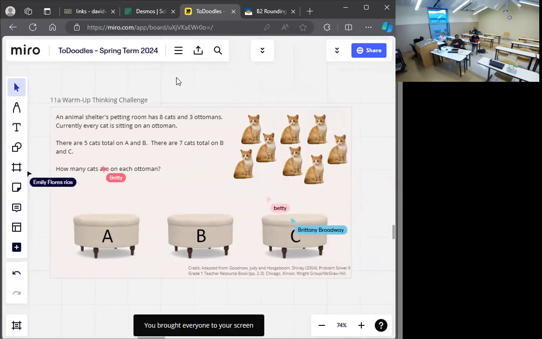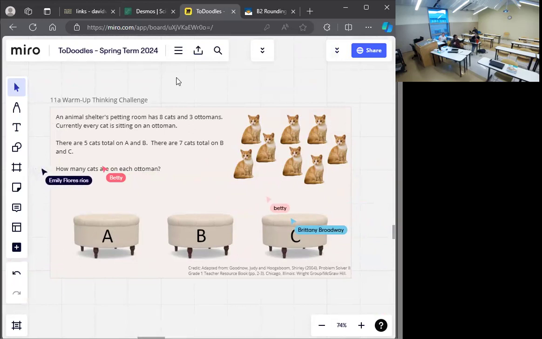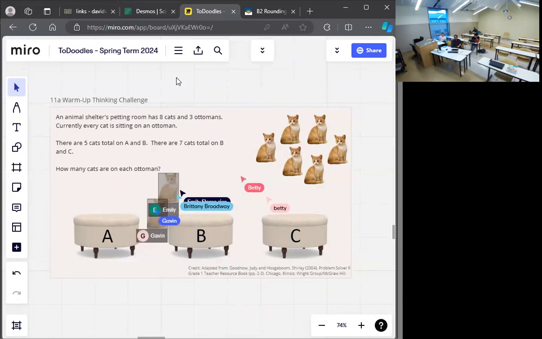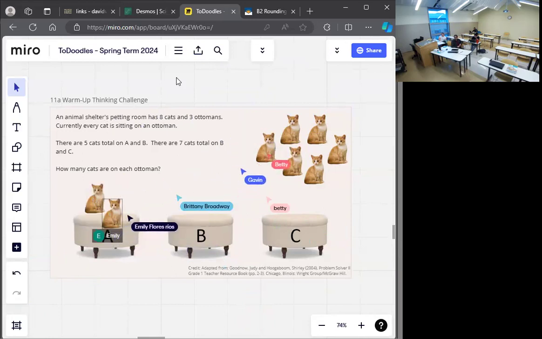There's an animal shelter that has a petting room where you can go in and pet the cats to make them all happy, or at least the cats that want pets. It has 8 cats and 3 ottomans, and at the moment, all the cats are sitting on ottomans. There are 5 cats if you added together A and B. There are 7 cats if you added together B and C. So how many cats are on each of the ottomans? So go ahead and grab the cats and move them around and try and make that true. And you can talk to each other, say, I think we need more on A or something like that.